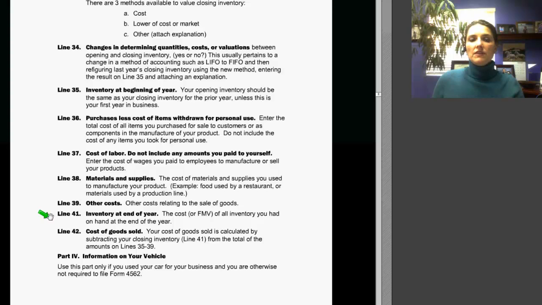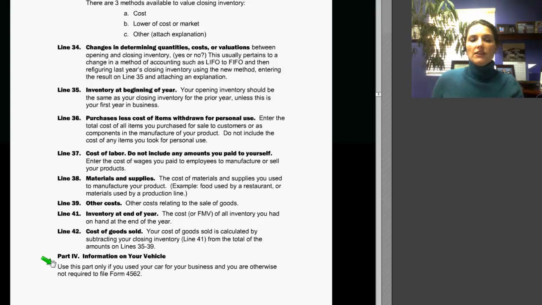Line 41, inventory at the end of the year. The cost or fair market value of all inventory you had on hand at the end of the year is entered here, and that means you have to do a physical count of your year-end inventory to know how much to enter on that line. And line 42, cost of goods sold. Your cost of goods sold is calculated by subtracting your closing inventory from the total of the amounts shown on lines 35 through 39. Next up, we're going to take a look at Part 4, information on your vehicle.